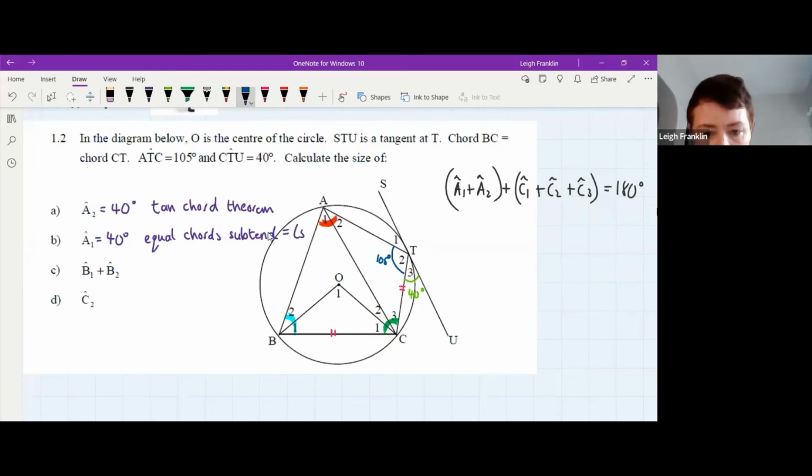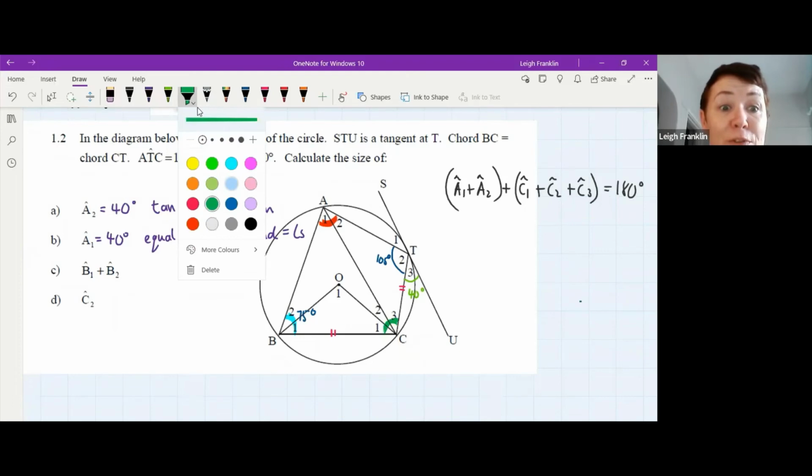Okay, Aisha, you've got your hand up, go for it. What's your question, Aisha? Ma'am, I have a question. So about the equal chords subtending equal angles, I'm not understanding how the chords are equal. Okay, that's fine, Aisha, no problem. It was something that was given to us, Aisha. All right, so it's not something that we made up. It's because of this specific question.